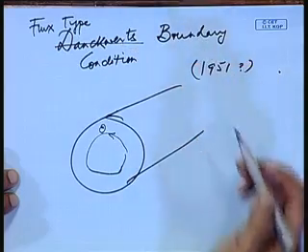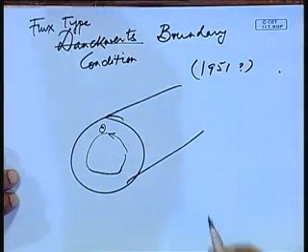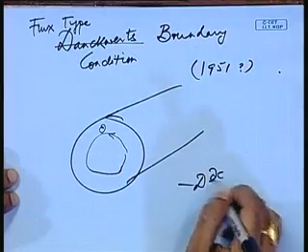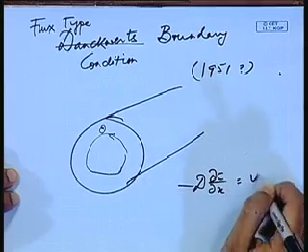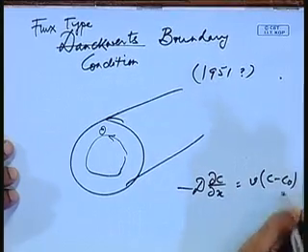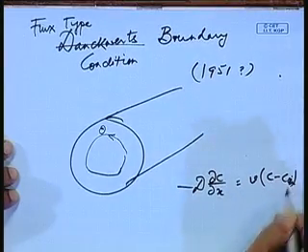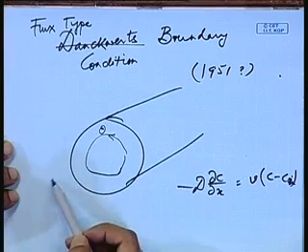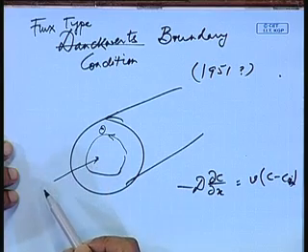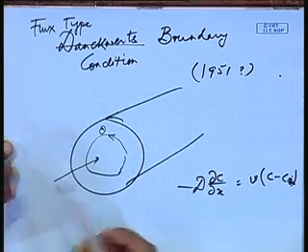The reason it was a breakthrough condition was: minus D del C, this is the boundary condition, equals V times (C minus C naught). What does the flux type boundary condition mean? It says that whatever is coming in at the entrance because of convection equals what goes in because of diffusion plus convection. So that is the boundary condition.